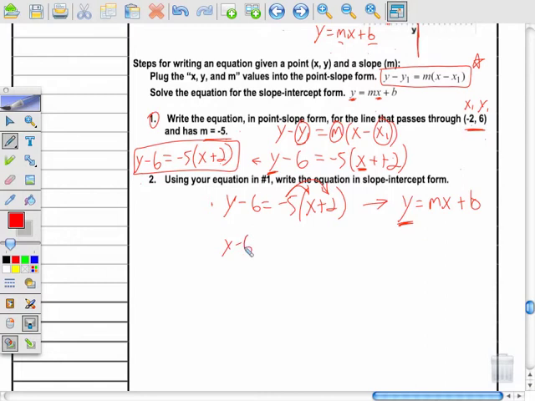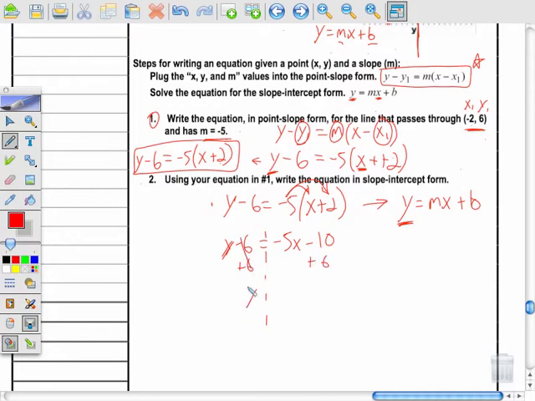So that would be y minus 6 equals negative 5x. Negative 5 times x is negative 5x. Negative 5 times 2 would be minus 10. Okay?